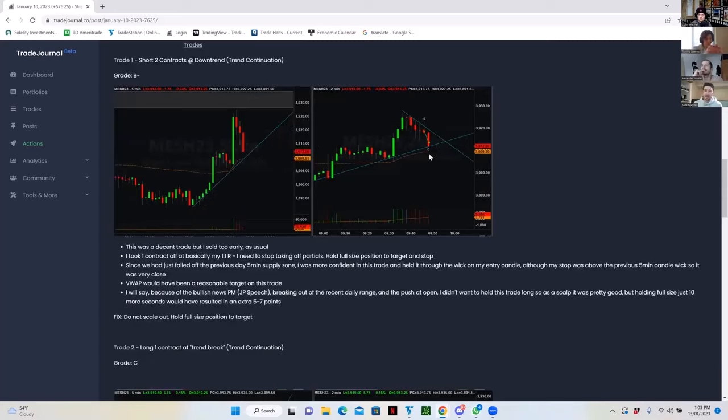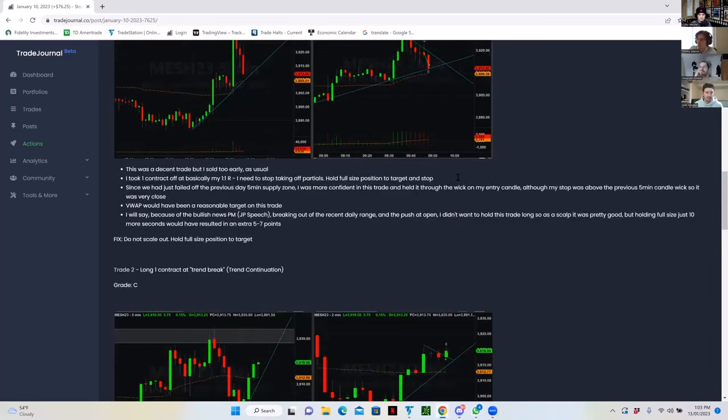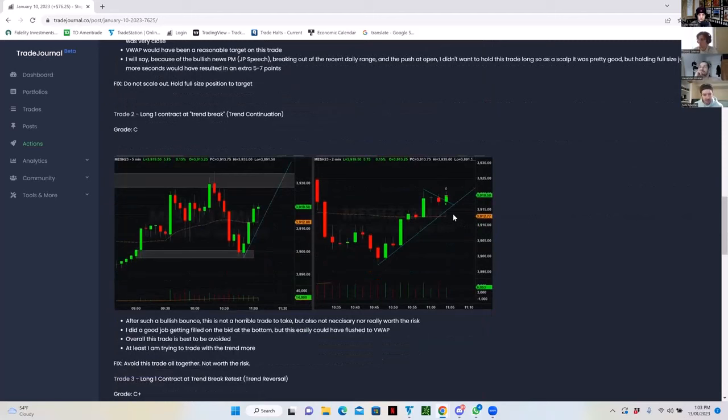But I've got to kind of ask myself, is that really worth it? Because I'm technically risking at this point, I guess, this level here, or maybe even better to risk the top at this point. So you're talking 1-to-1 or less. Trade 2, kind of sketchy.